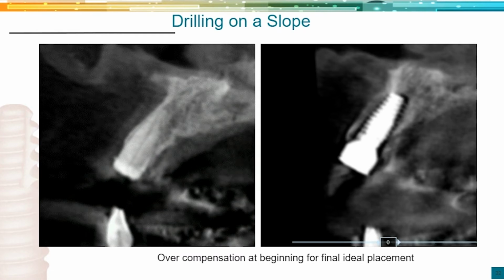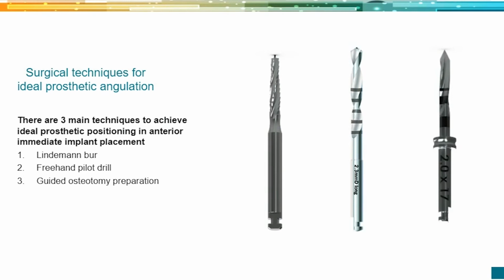So if we're talking about guided, obviously tonight, there's 3 ways to do anterior immediates. There's the Lindemann burr, which is the one on the far left. There's the freehand pilot drill. Those are the 2 techniques. You can use those 2 drills. But we're going to talk about the guided osteotomy preps.